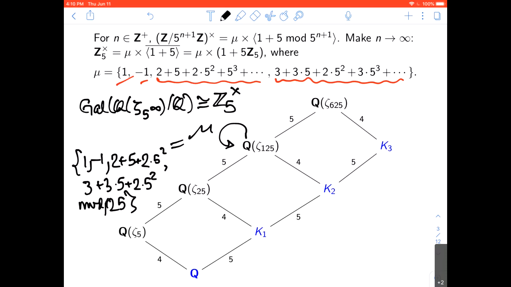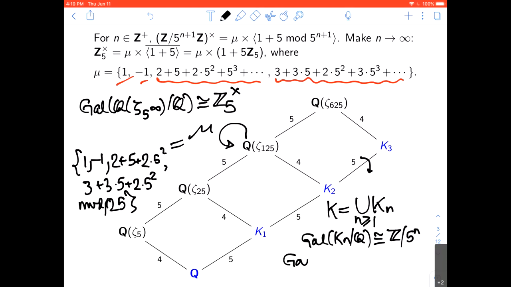I should have put that 5 over on the... And these Galois groups, you're just quotienting the units mod powers of 5 by this subgroup mu, and you're left with a cyclic group of order 5, 5 squared, 5 cubed. So if you take the union of these fields, each is inside the next one, then the Galois group at every finite level is cyclic of order 5 to the n, and at infinite level, the Galois group looks like the additive group of 5-adic numbers. It's not literally the additive group, it's really, maybe I really should put it this way, what it really is, more directly.